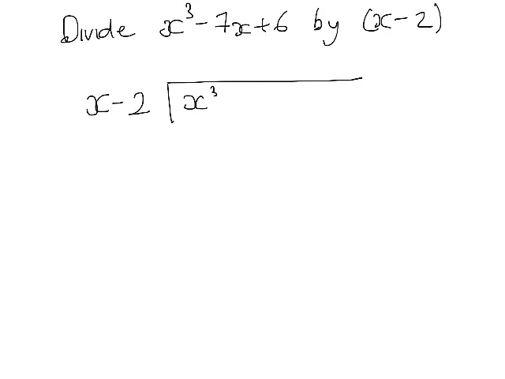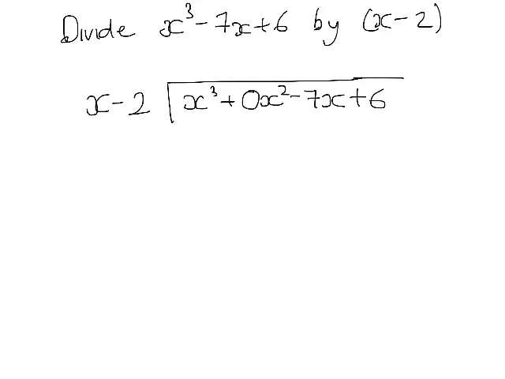I'm going to need to put some placeholders in here. I've actually got 0 times x squared. That's going to be useful in our division. So my function x cubed minus 7x plus 6 becomes x cubed plus 0x squared minus 7x plus 6.